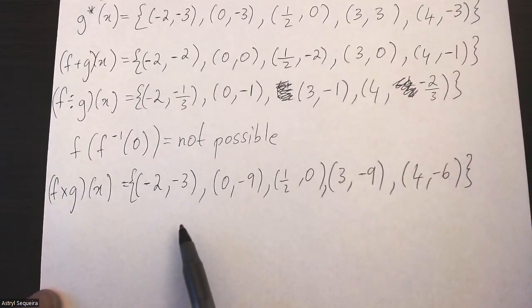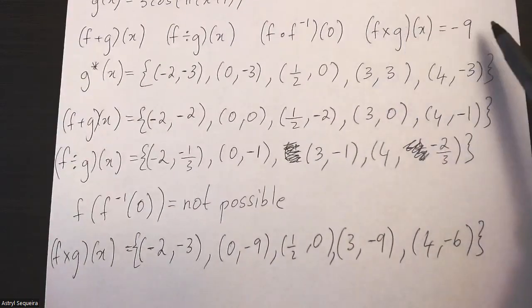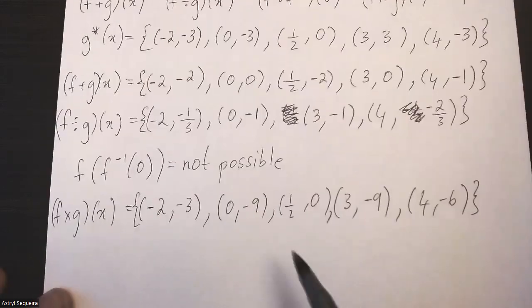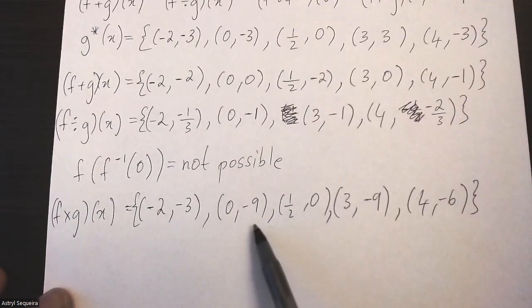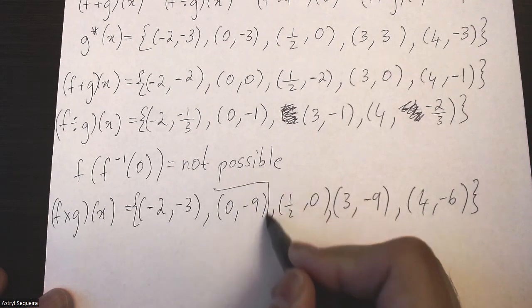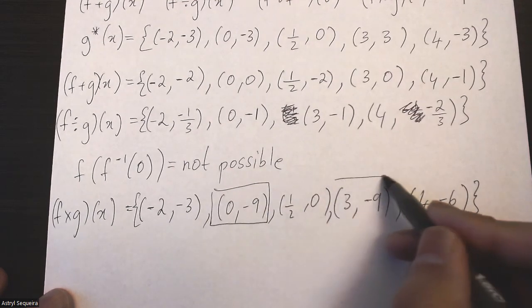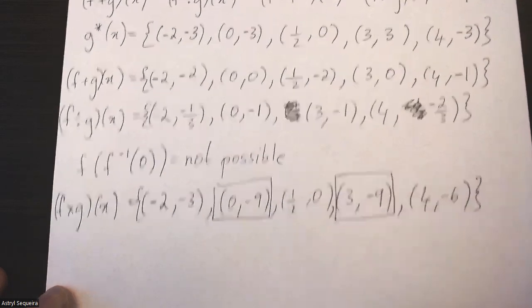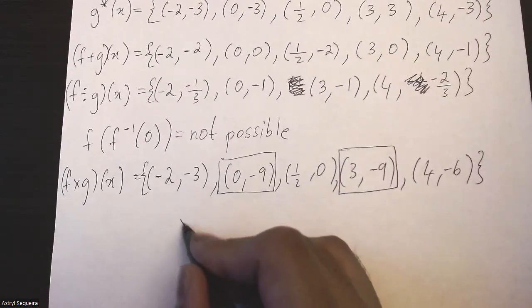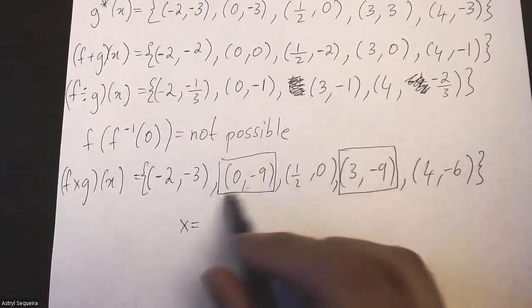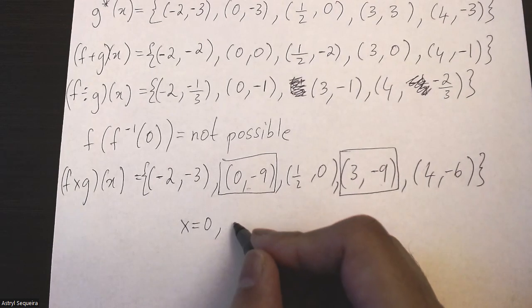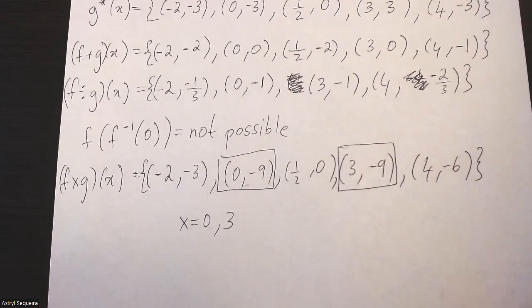Which means that I want to find where f times g is -9. There are two places where f times g is -9. This point here and this point here. The y values are -9, which means my solutions are the x values of these 2 points, which are 0 and +3.